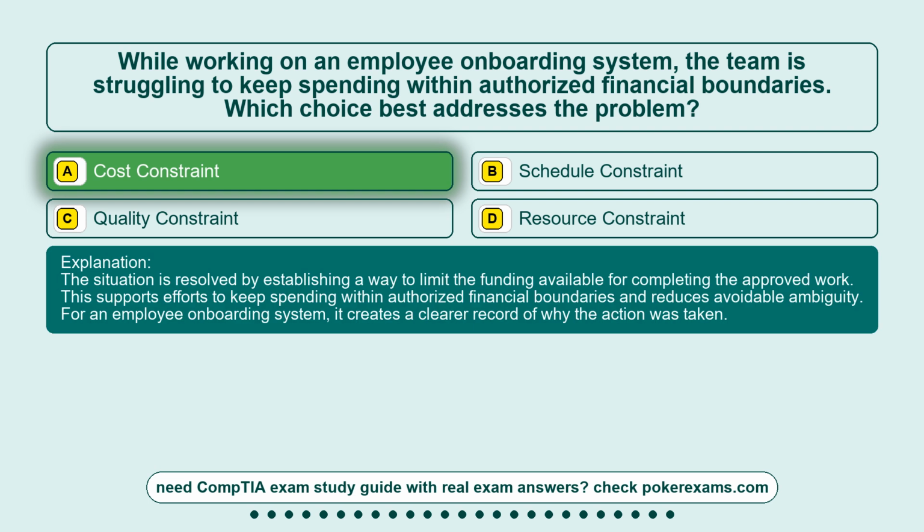The situation is resolved by establishing a way to limit the funding available for completing the approved work. This supports efforts to keep spending within authorized financial boundaries and reduces avoidable ambiguity. For an employee onboarding system, it creates a clearer record of why the action was taken.